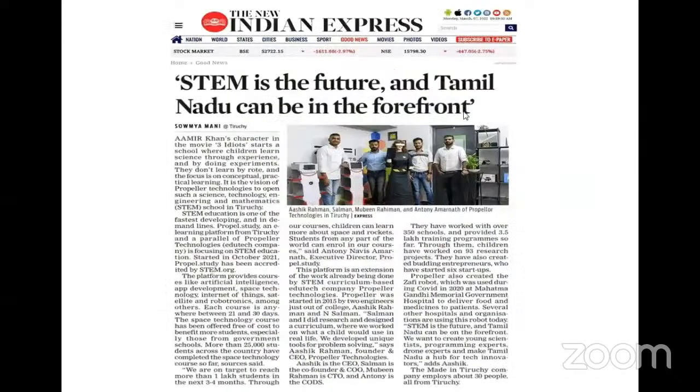See this simple cutting I want to show you. You can see the date over here is March 7, 2022. Luckily, I got this thing. STEM is the future, and Tamil Nadu can be in the fourth.